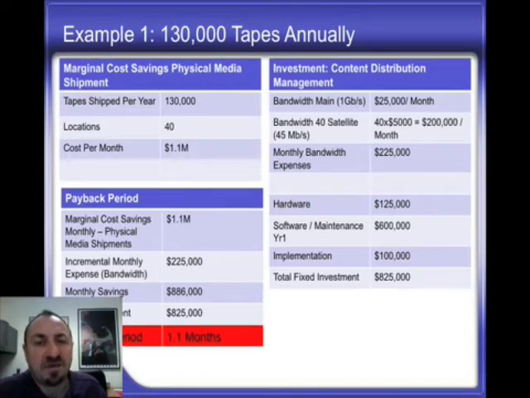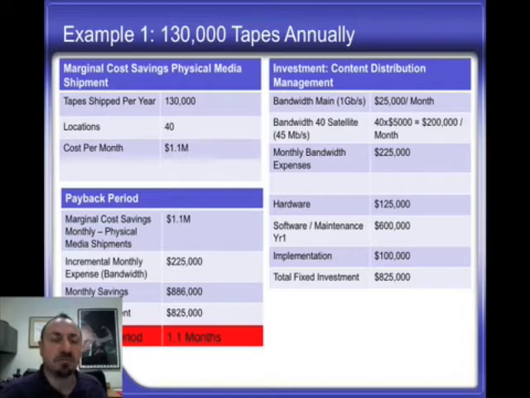Now, think about this. You're spending $1.1 million, and you're looking at taking on an additional $225,000 of incremental expense. But that's going to offset that $1.1 million because you're not going to be burning tapes. So think about 130,000 tapes is about 10,000 tapes a month. Say $20 each, it's $200,000 just in raw, blank tapes.